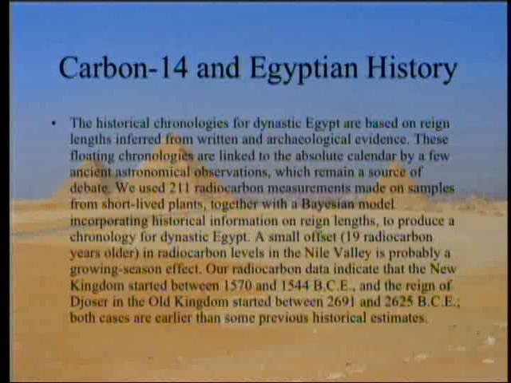A small offset, 19 radiocarbon years older, in radiocarbon levels in the Nile Valley is probably a growing season effect. Our radiocarbon data indicate that the New Kingdom started between 1570 and 1544 BC, and the reign of Djoser in the Old Kingdom started between 2691 and 2625 BCE. Both cases are earlier than some previous historical estimates. So if you take their article at face value, at least the abstract, and you take the standard biblical chronology, then you pretty much have to put the Exodus during the era of Thutmose III or Amenhotep II.